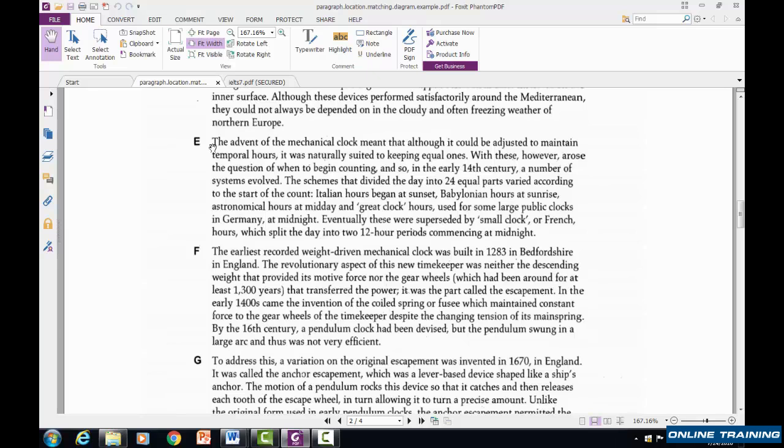So a lot of times when you're doing a paragraph location question, if you're a little confused, it can be helpful to look at the topic sentences of paragraphs, because topic sentences in general tell you what a paragraph is about. And so if you look at your topic sentences, many times you can get an idea if that paragraph has the information that you're looking for in a paragraph location question. Okay? All right. So that's for that.